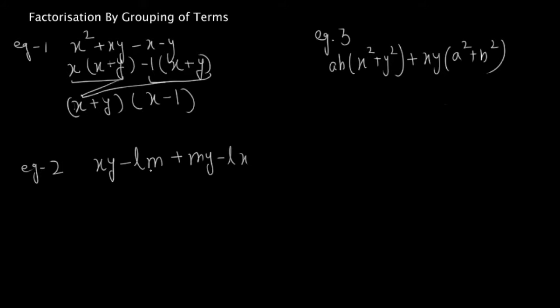Now let's look at this polynomial. We see in the first 2 terms there is nothing which is common, and in the last 2 terms also. So maybe what we can do is, we can group the first and third terms together and the second and fourth terms together. So we rewrite this polynomial like this.